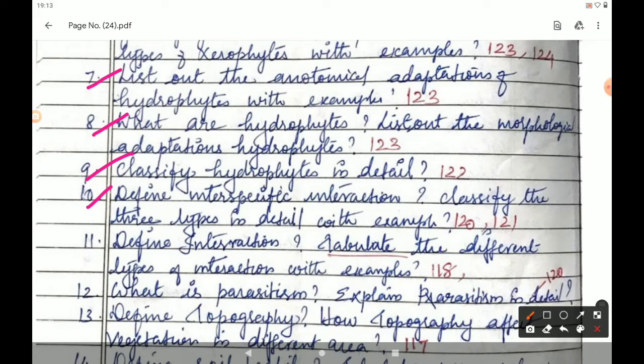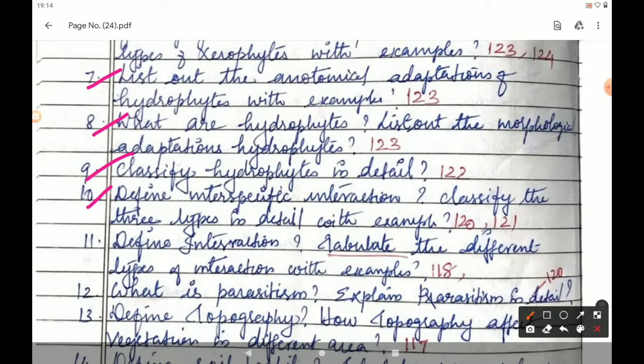10th question. Define interspecific interaction. Classify the 3 types in detail with example. Answer is given in page number 120, 121. What is interspecific interaction is given in page number 120, under the heading interspecific competition. From that you have to write. It is an interaction between individuals of different species. This is the definition for interspecific interaction.